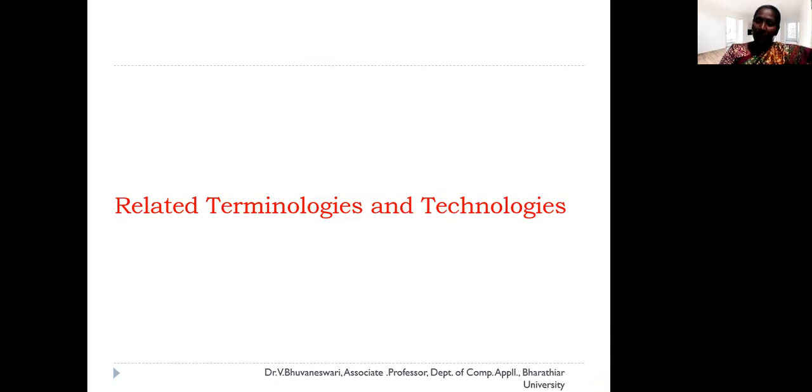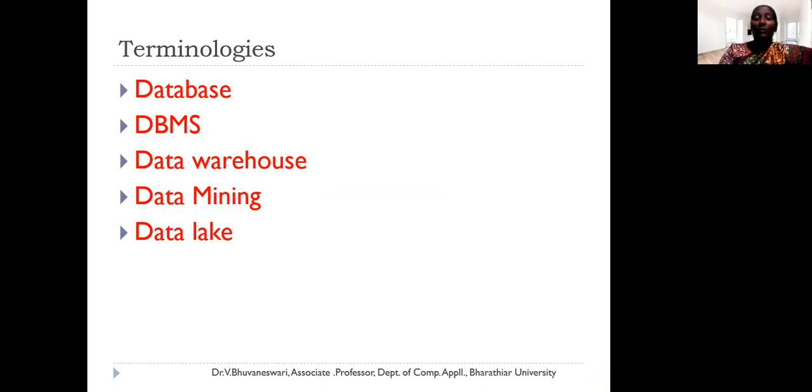Before getting into why data size greater than 1 terabyte is called big data, we'll have a detailed look at the related terminologies and technologies required for a better understanding of the data architecture and framework. And it seems very old to see the terminologies put up in the slides, such as database, DBMS, data warehouse, data mining, and something called a data lake, which may sound new to somebody and may sound old to many of us.